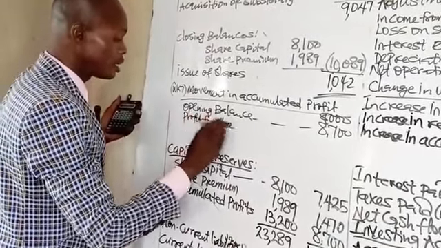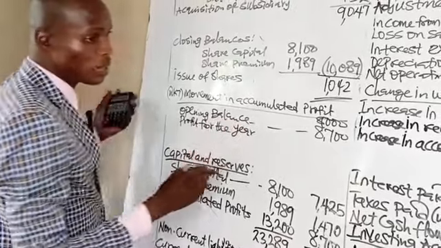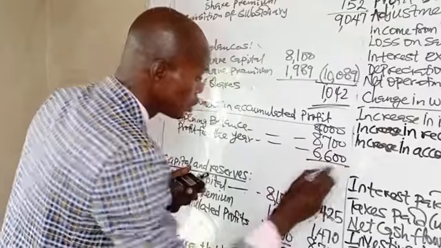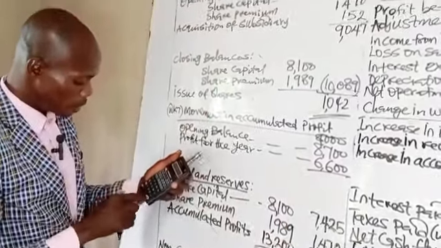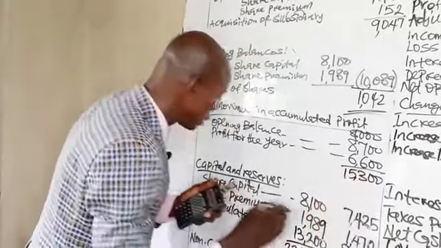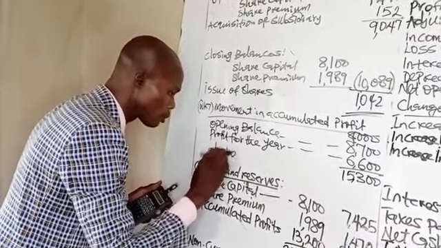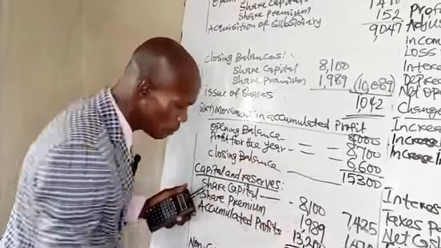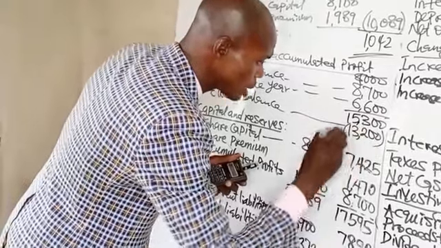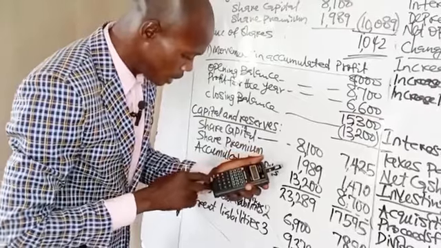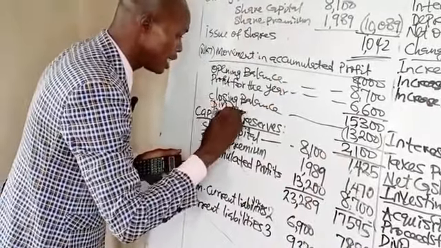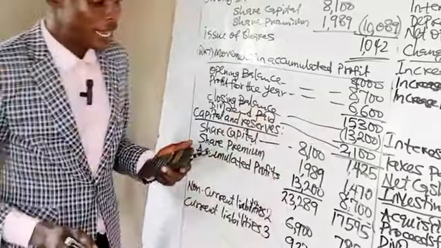We have profit for the year, that is profit after tax. If you go back to the statement of profit or loss, we have the profit for the year of 6,600. So if you add that, 8,700 plus 6,600, we have 15,300. How much is the closing balance? The closing balance is 13,200. If you subtract 13,200, then you have 2,100. This 2,100 is the dividend paid, and that will be recognized as financing activity.